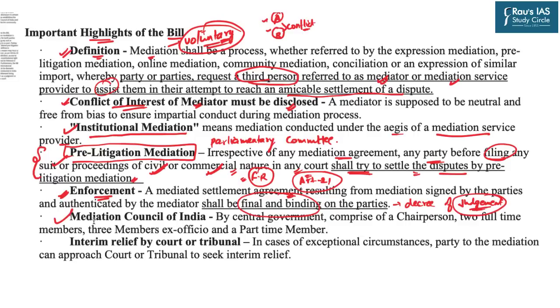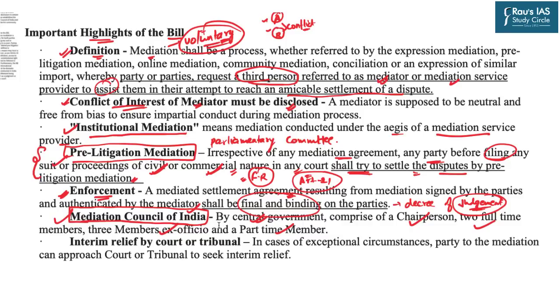Next is the institutional mechanism, which will be known as the Medical Council of India. The bill says that the central government must establish the Medical Council of India, which will comprise a chairperson, 2 full-time members, 3 ex officio members, and a part-time member. This Medical Council of India will be the overall authority to monitor the mediation mechanism in India.